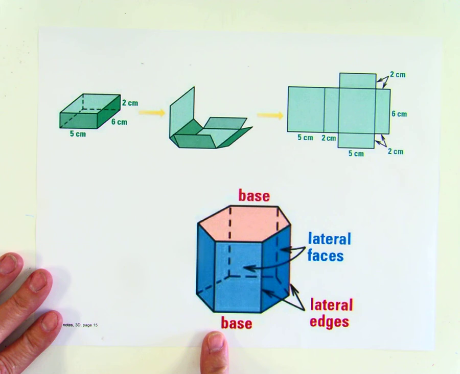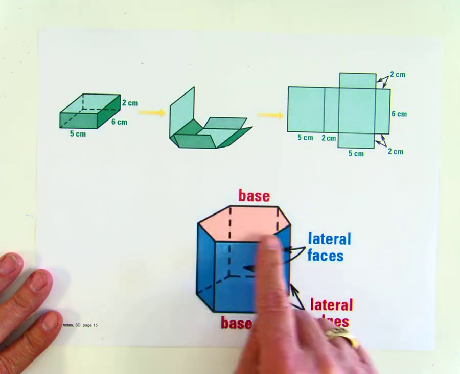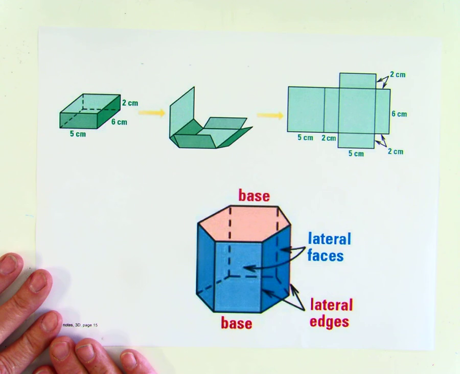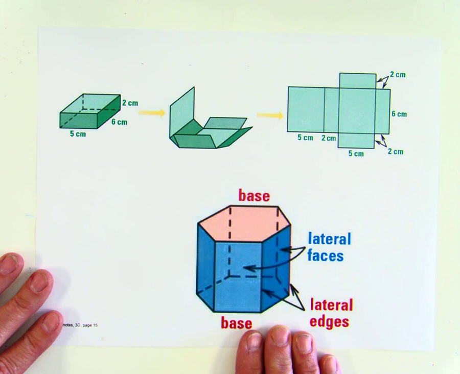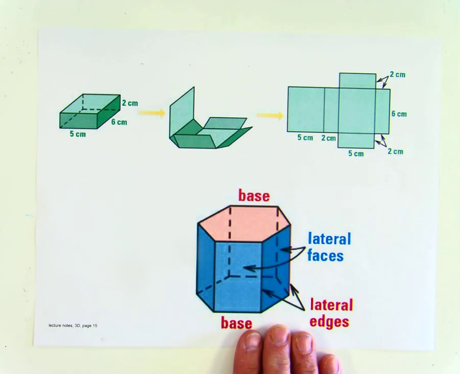Here is some terminology. The 2 upper and lower faces are called bases. The rectangles connecting them are called lateral faces, and then there are lateral edges. We talked about this last time as well. Remember, the lateral faces are the ones on the side, lateral being a word for side. Another way to think of it is as a label.